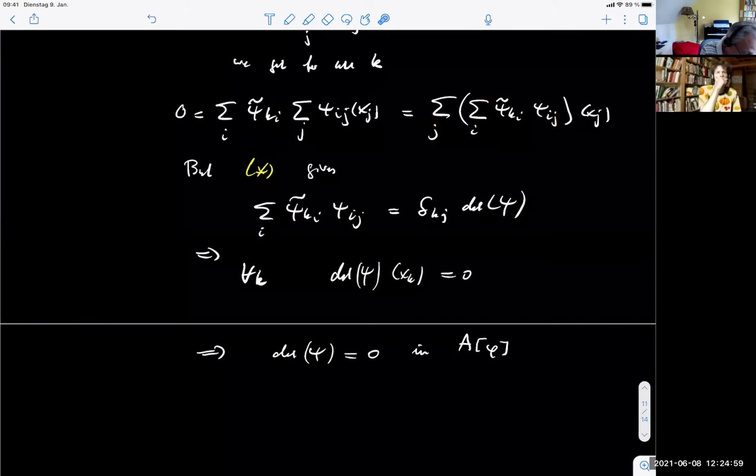Okay, J is not fixed. J is a running index. K is fixed. Maybe I wonder whether I have a typo here. No, K is fixed. There should be no typo.